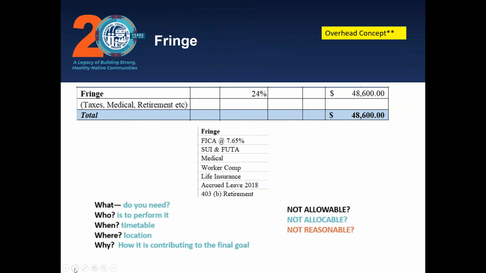Then the fringe. The fringe is basically all the benefits that your company has, and you have to include them. You have to make sure that you are including the benefits that are only going to be benefiting the program and the organization. There is an overhead concept that some people include, that is depreciation, and I just want to make you aware that that exists. You don't have to go into that because that is not part of the project.